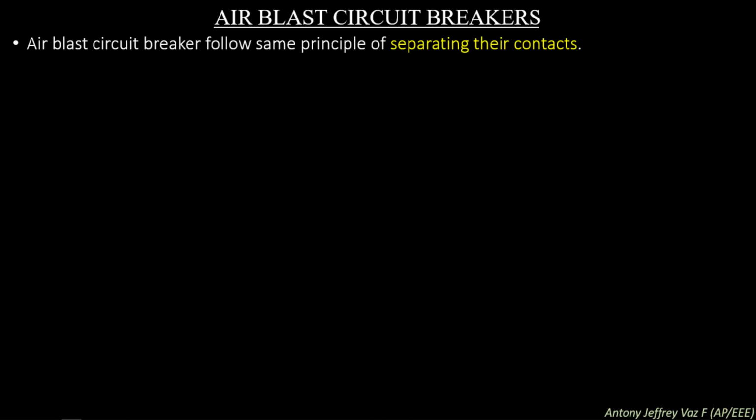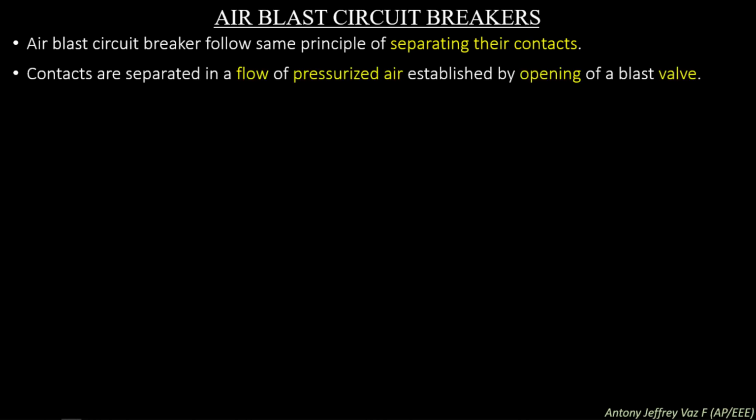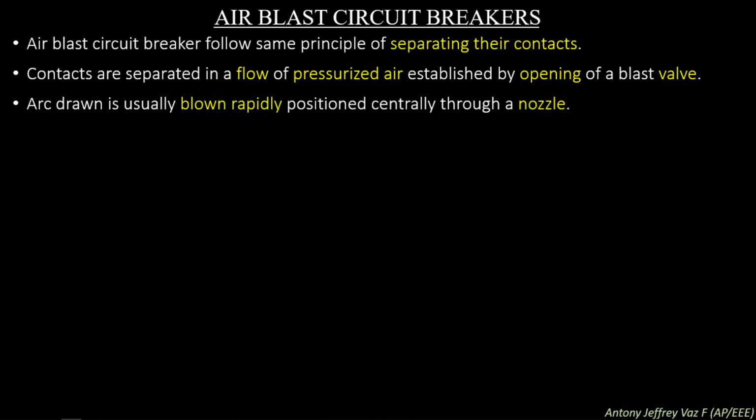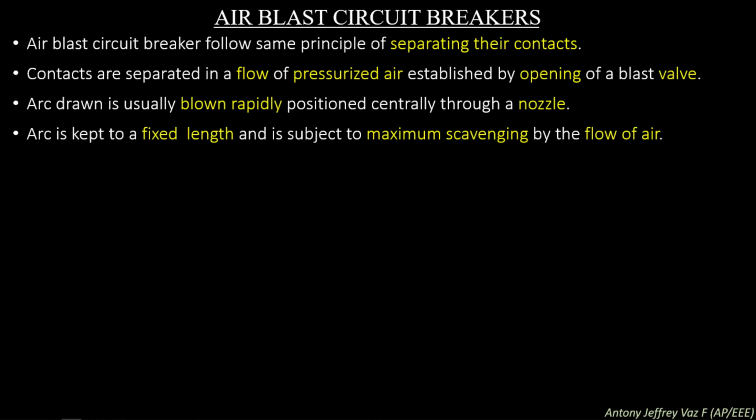Air blast circuit breakers follow the same principle of separating their contacts. Contacts are separated in a flow of pressurized air established by opening of a blast valve. Arc is drawn, usually blown rapidly, positioned centrally through a nozzle. Arc is kept to a fixed length and is subject to maximum scavenging by flow of air.